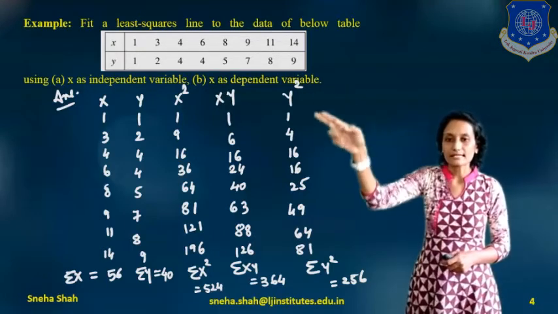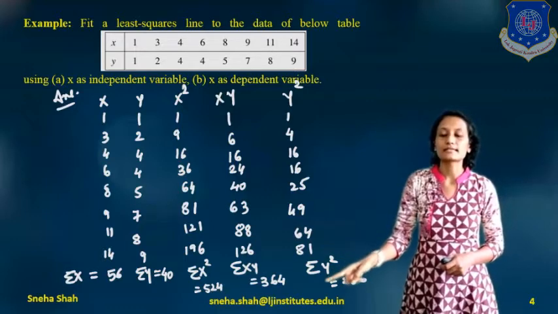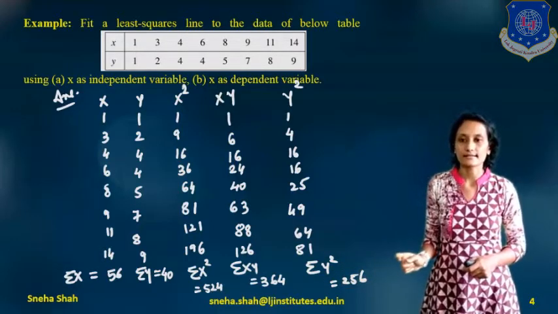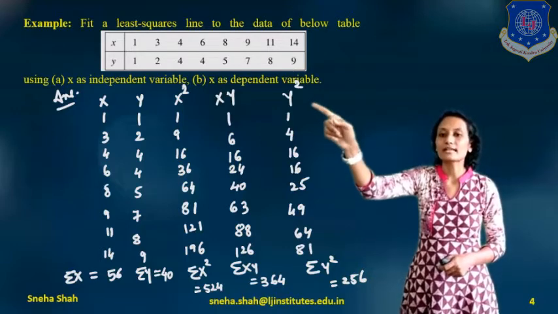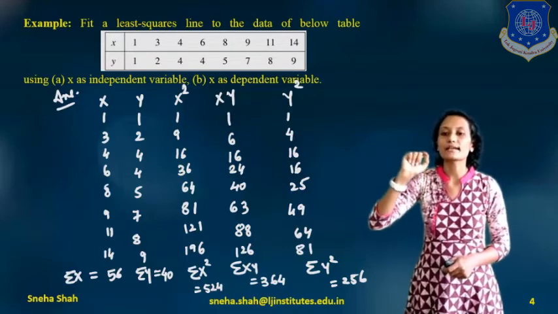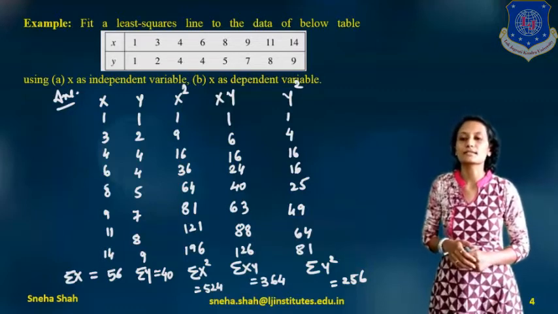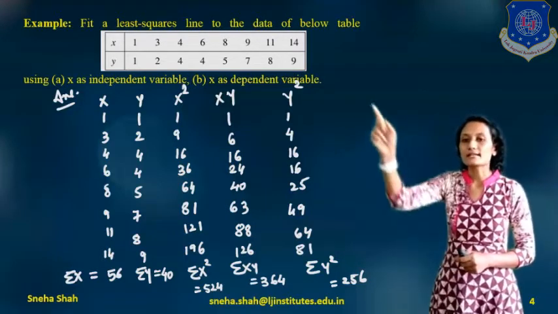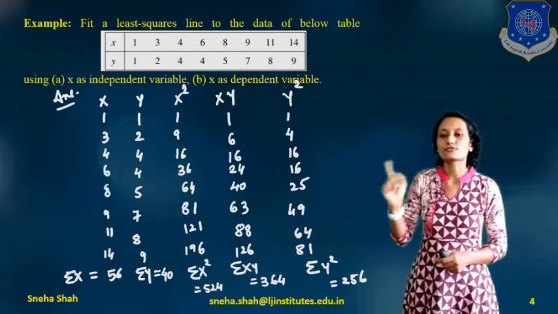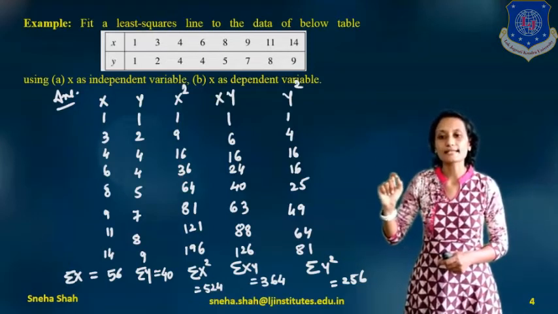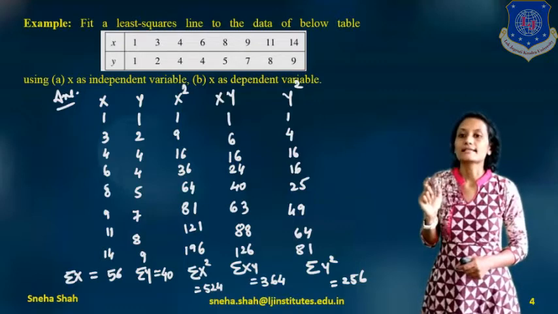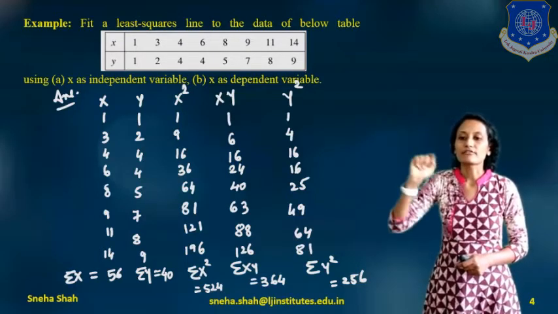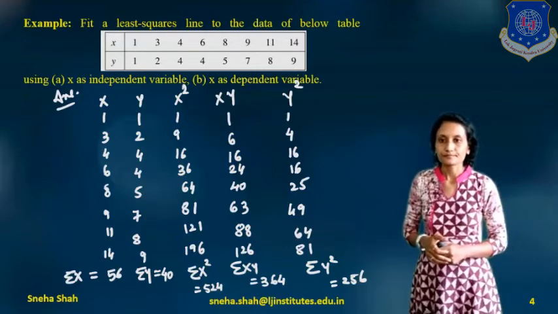Now, if I am taking the summation of all these terms, it will be represented as summation of y square, and its value will be 256. Similarly, if I am finding the summation of all the terms of x square, it will give summation x square equals 524. If I am finding the sum of all the values of x, it is summation x equals 56. And similarly, summation of y equals 40.